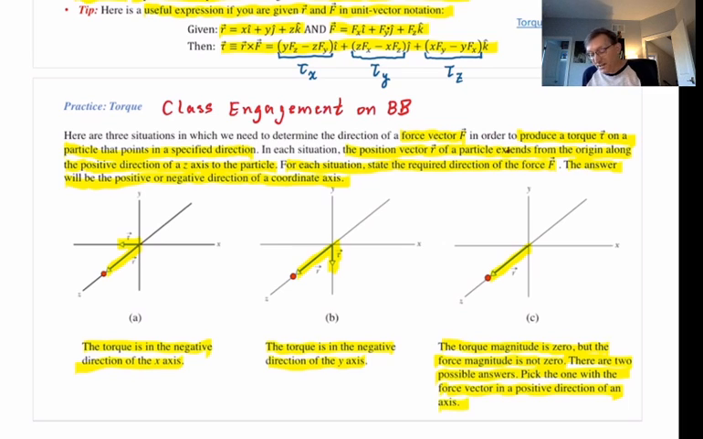Okay, so in each case, you're going to say A, B, C, and you're going to tell me what direction the force on the particle points in. Okay, and that will be on Blackboard. And then we will practice in class on Wednesday, calculating torque as a vector product. That's all for this video.